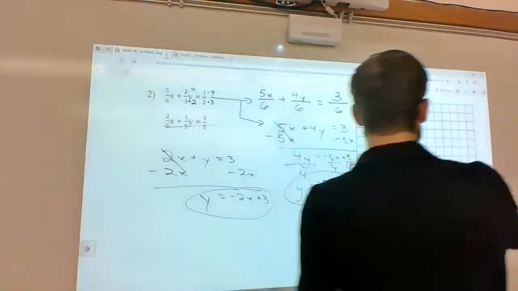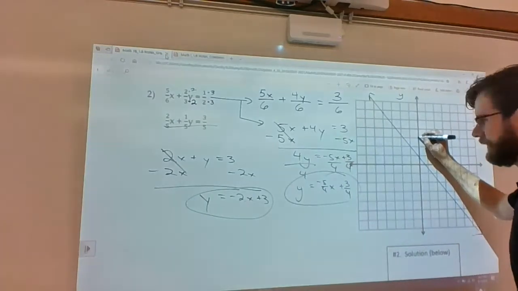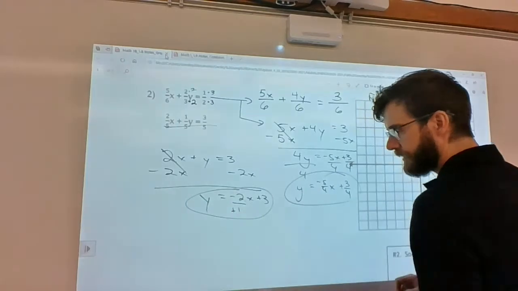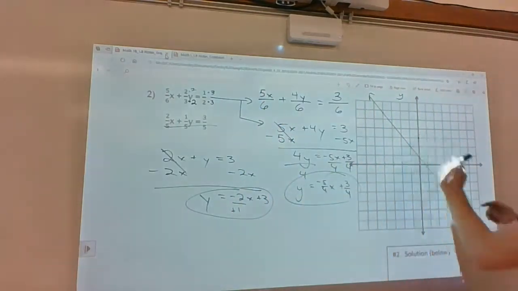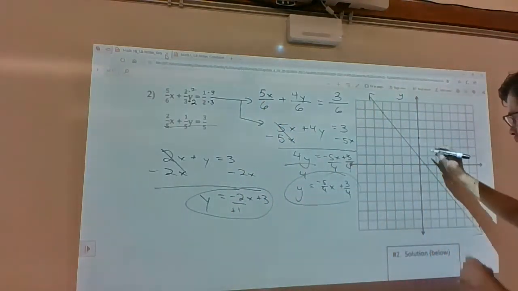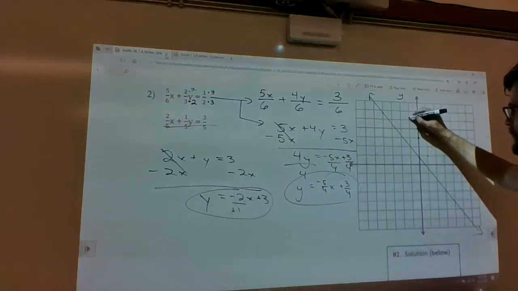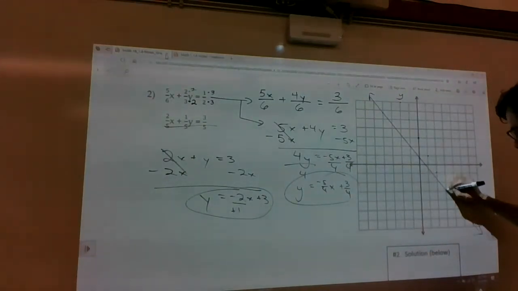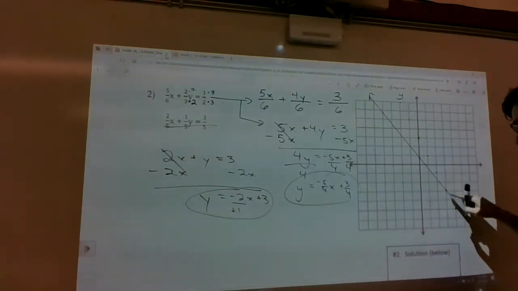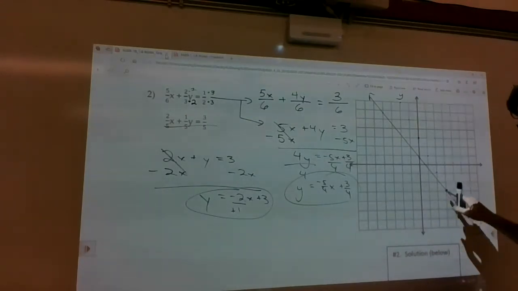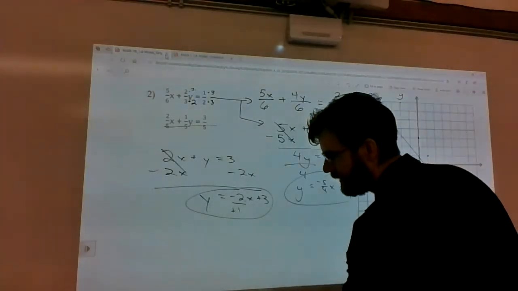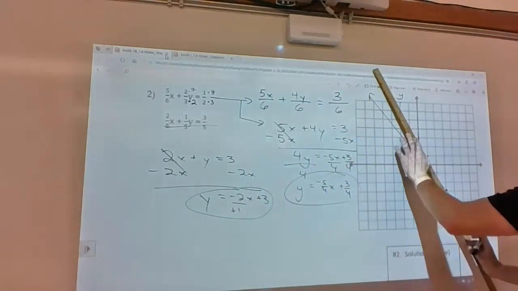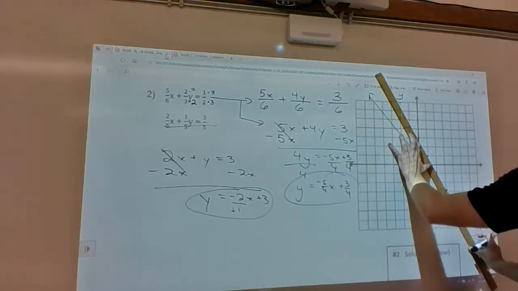Start at 3. 1, 2, 3. Now it's negative 2x, so put a negative 2 over a positive 1. So you're going down, down 1, 2, right 1. Or up 1, 2, left 1. Down 2, right 1, down 2, right 1, down 2, right. I think I found the point where it's intersecting. Should be right there on that line. But let's connect the dots just because we're graphing.